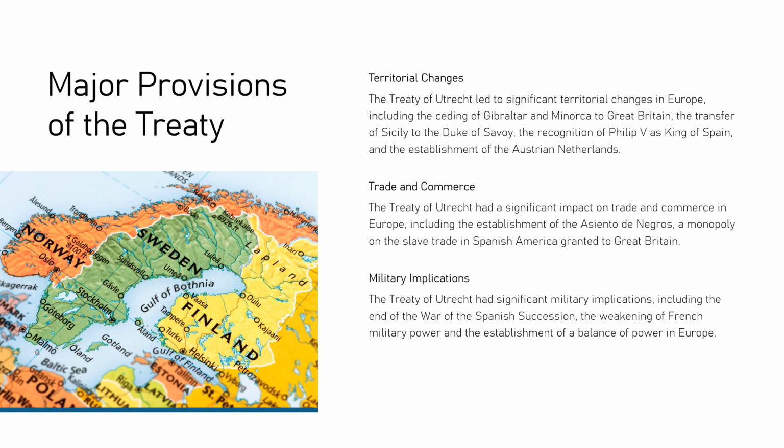Trade and commerce. The Treaty of Utrecht had a significant impact on trade and commerce in Europe, including the establishment of the Asiento de Negros, a monopoly of the slave trade in Spanish America granted to Great Britain. Military implications. The Treaty of Utrecht had significant military implications, including the end of the War of the Spanish Succession, the weakening of French military power, and the establishment of a balance of power in Europe.